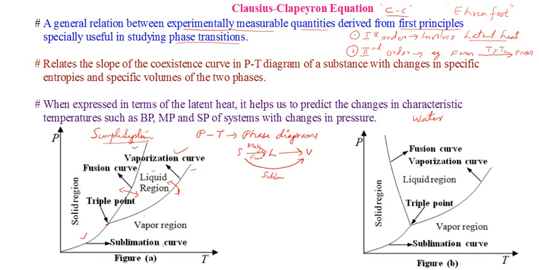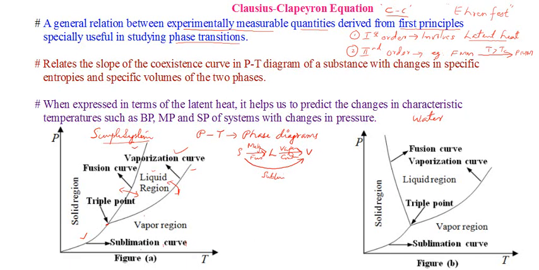Okay, liquid to vapor is known as vaporization, and the reverse process is known as condensation. So that is the reason why these curves have got their name. That's the basis. Just look at that. It is separating which regions?